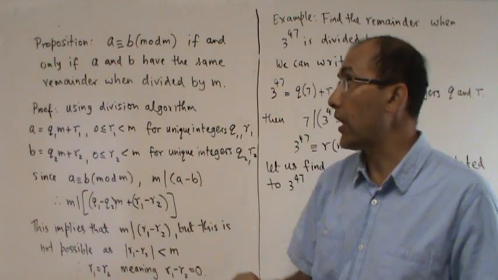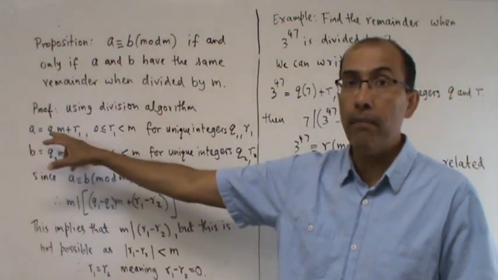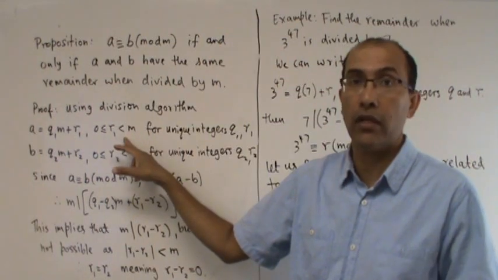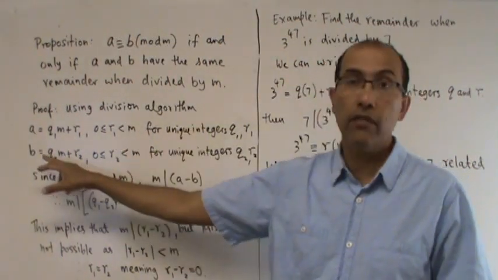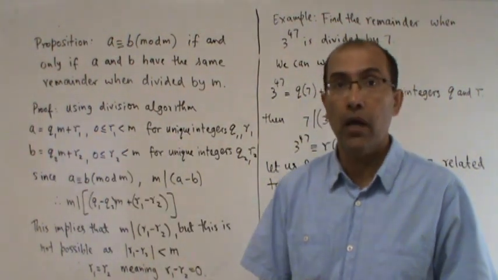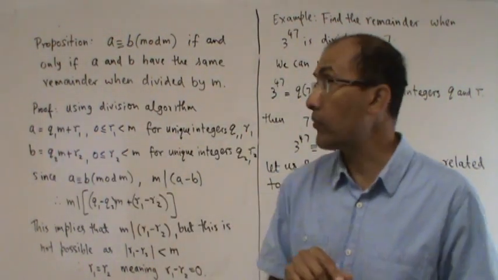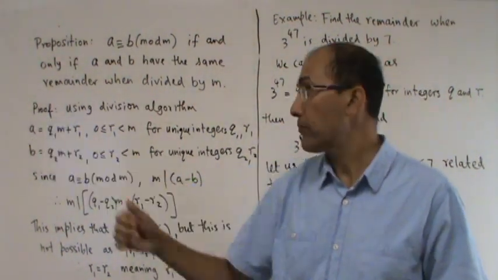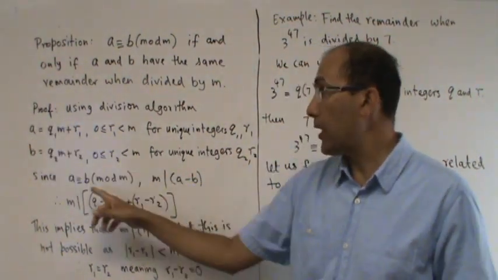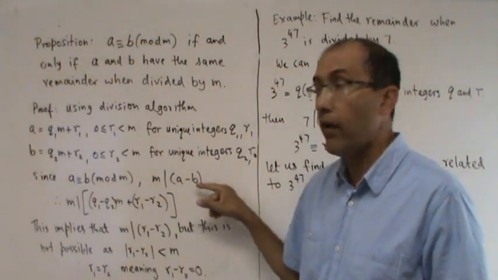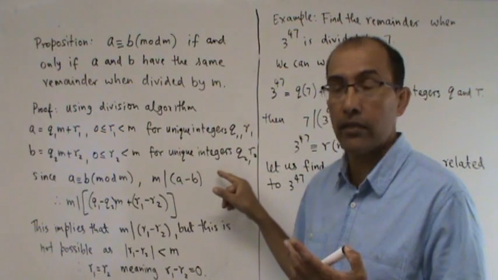We can use the division algorithm. Let's divide A by M and then we will have a Q1 and an R1. And let's divide B also by M and we'll have a Q2 and an R2. Our objective is to show that R1 must be equal to R2 because A and B are related. Since A and B are related, we have this equation here. So M must divide A minus B.